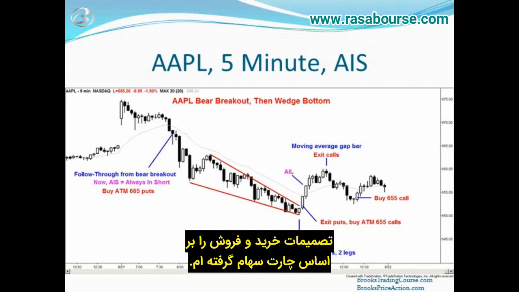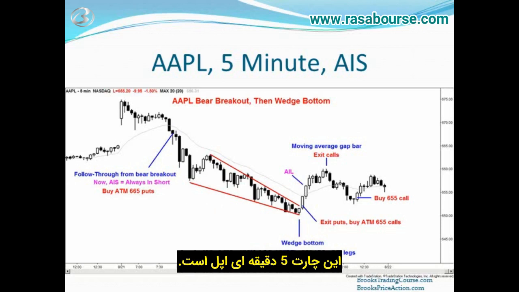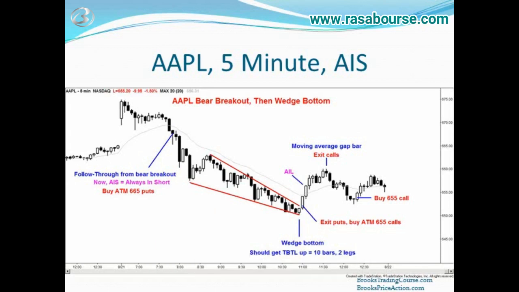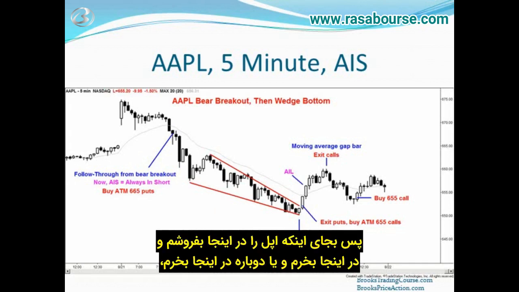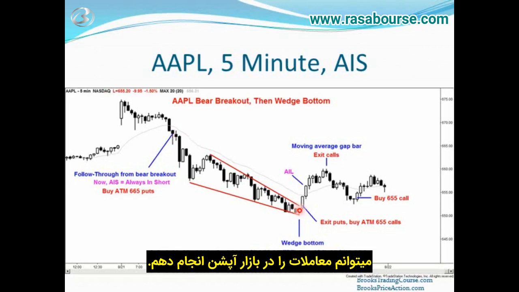I make all the decisions based on the underlying chart. This is the 5-minute chart of Apple itself, but I go ahead and I trade market orders on the options. So instead of selling Apple here and buying Apple here and buying Apple again here, I just go ahead and trade the options.